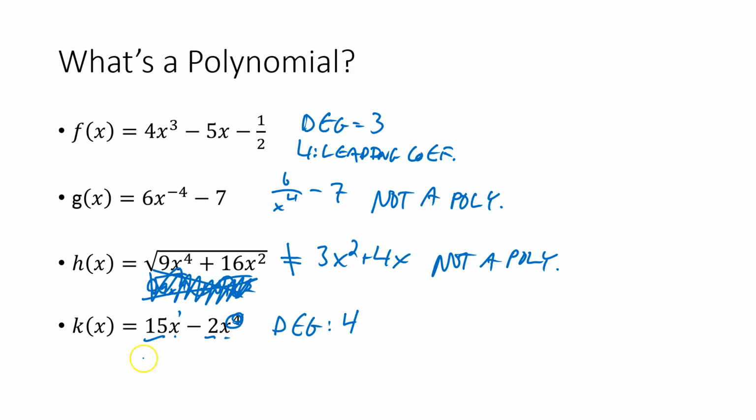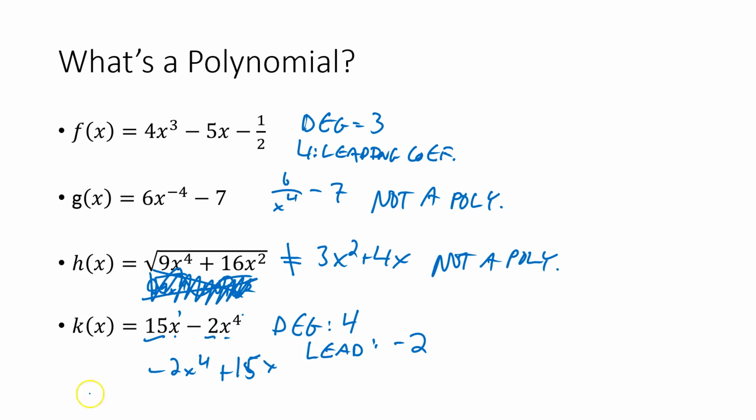If you were to write this in what we call standard form, it would be negative 2x to the fourth plus 15x. So our leading coefficient is also negative 2, not 15. Just because it's written first doesn't mean it's in front of the highest degree. Whatever's in front of the highest degree, that's going to be our leading coefficient.